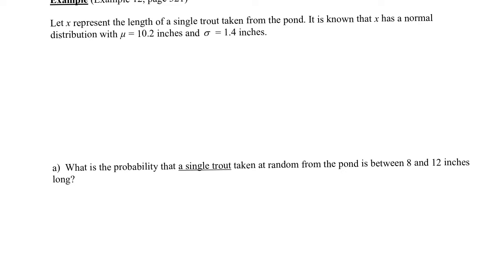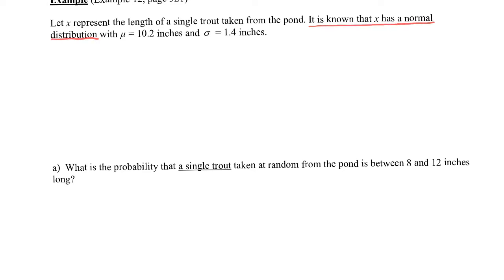So to see how this works, you've got an example here. This is example 12 on page 321, and it's still talking about the trout pond. It says, let X represent the length of a single trout taken from the pond. So X is our random variable, right? It is known that X has a normal distribution, which is key right here.